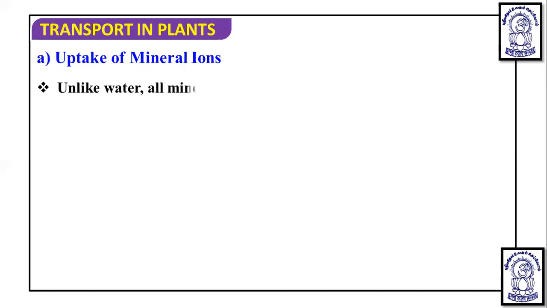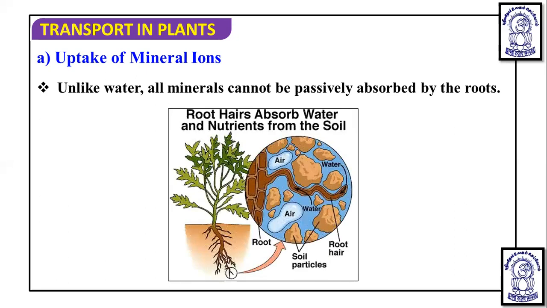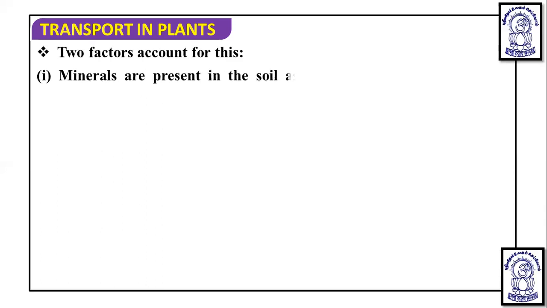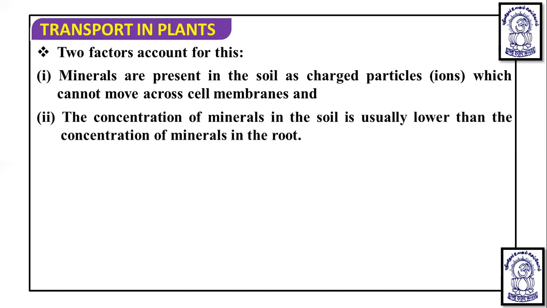So for uptake of mineral ions, unlike water, minerals cannot be passively absorbed by the root, because water is absorbed by diffusion or osmosis, but minerals are not absorbed passively. The majority of minerals are absorbed actively. Two factors account for this: first, minerals are present in the soil as charged particles, which cannot move across the membrane. And second, the concentration of minerals in the soil is usually lower than the concentration of minerals in the root. So if the minerals have to move from the soil to the root, it is going to be against the concentration gradient. So there is a need for active transport.